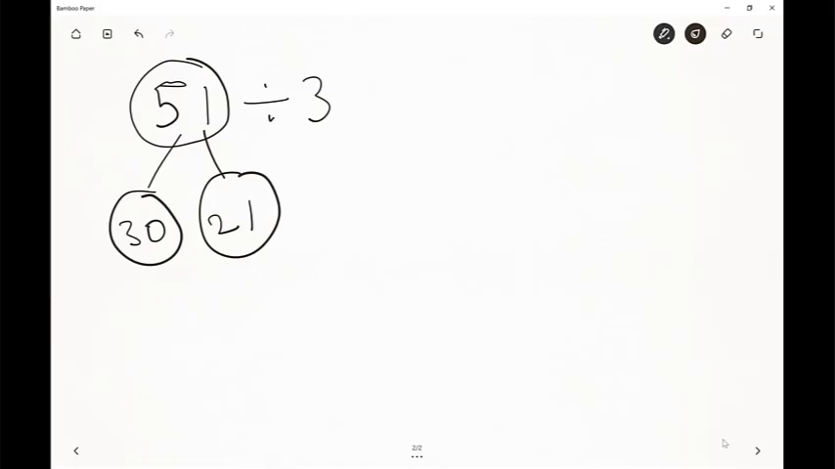51 divided by 3? Oh, I can do 30 divided by 3, I know that's 10. And I can do 21 divided by 3, I know that's 7. And so, 30 and 21 makes 51. Oh, so there are 10 threes in 30 and 7 threes in 21. So altogether, there must be 17 threes in 51.